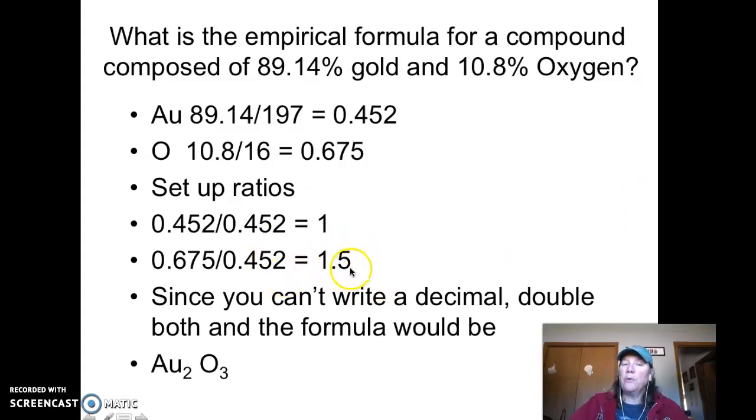Okay, if I had 1.33, then what I do is I triple them. This would end up being 4, and this would be 6, and this would be 3 or whatever. Okay, so when you're doing these, you guys, you have to be careful. Most of the time they come out close to a whole number. But if they don't, you're going to have to do something. You can double them or triple them, whatever it takes to make sure that you have 2 whole numbers. Okay, so the formula for this compound would be Au2O3. It'd actually be gold(III) oxide. Okay, that's how you do empirical formulas, and that's all we're going to do today.